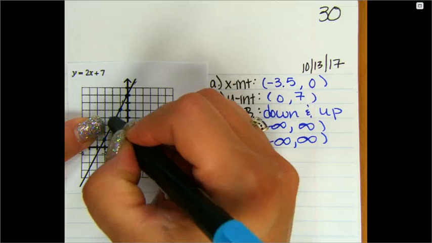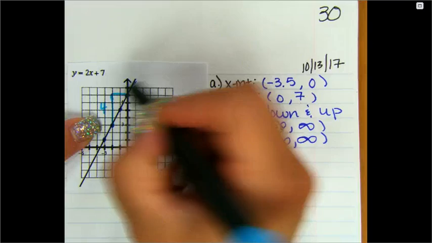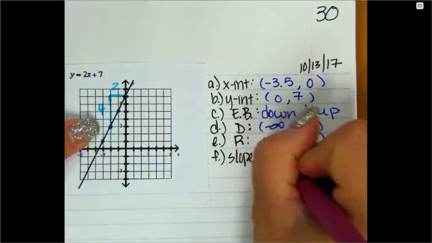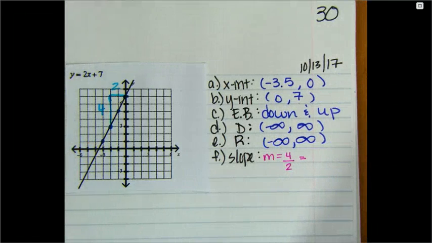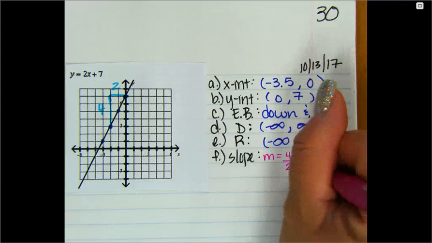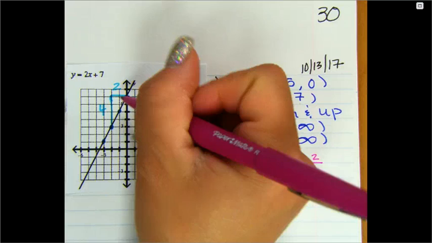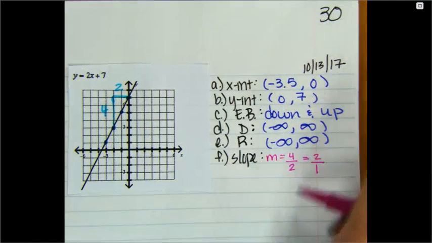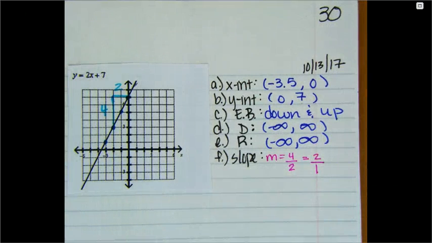So if I go up, that's 1, 2, 3, 4, right? And I ran over how many? 2. So I could say my slope is 4 over 2, but I can reduce that to 2 over 1. Do you understand? So even if I pick a different one, as long as I reduce it, I'm okay. Got it? All right, I'm done. Finally.